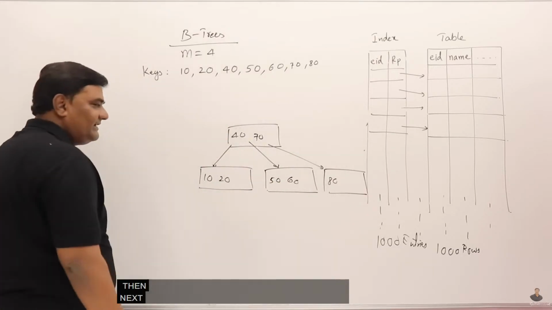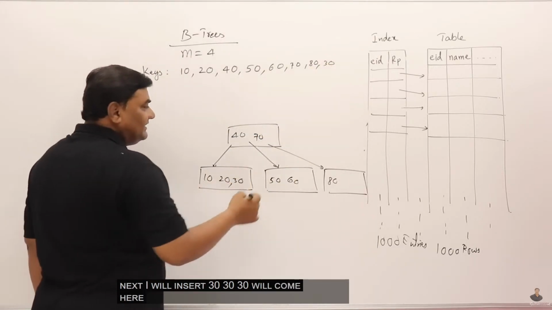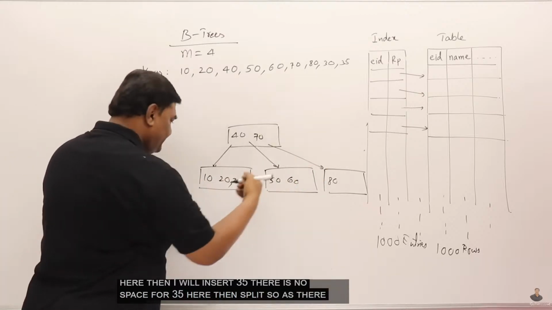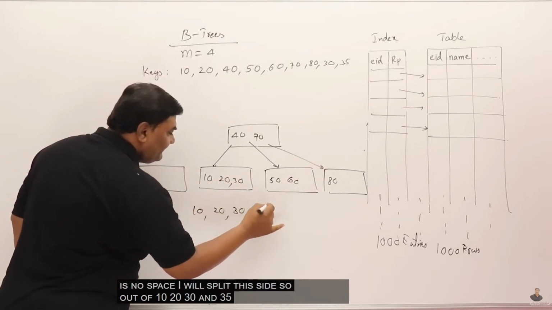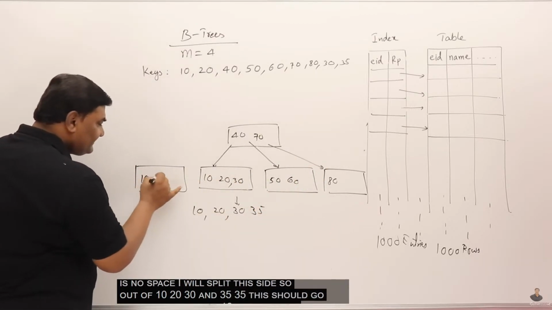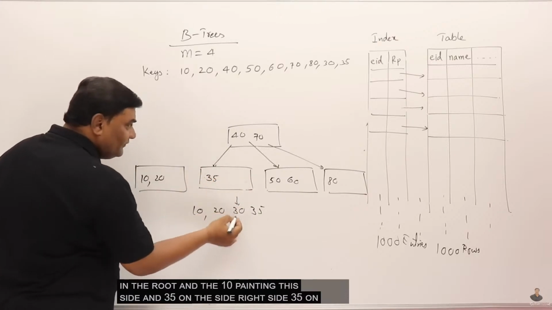Then next I will insert 30. 30 will come here. Then I will insert 35. There's no space for 35 here. Then split. As there's no space, I will split this side. So out of 10, 20, 30, and 35, the 10, 20 go this side and 35 on the right side. Then who will go in the root? 30. So I will redraw it.